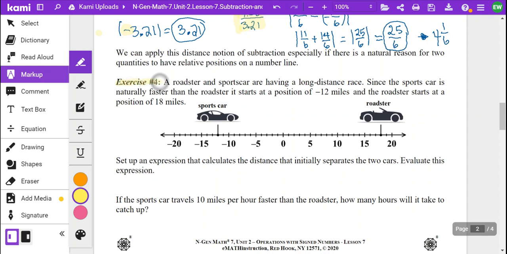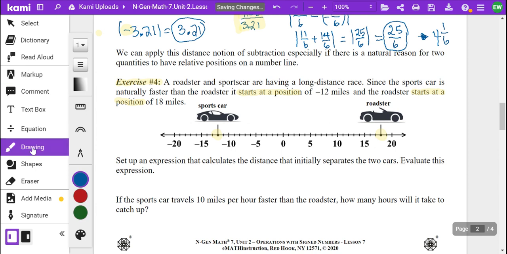This is exercise 4, a real world application. Okay, so a roadster and sports car are having a long distance race. Since the sports car is naturally faster than the roadster, it starts at a position of negative 12 miles. Oh, so the roadster got an advantage. What kind of advantage did the roadster get? Because the sports car is back here and the roadster is up here. That's their starting position. Okay, so it says right here, starting position and starting position. All right, so we need to figure out what distance separates them.